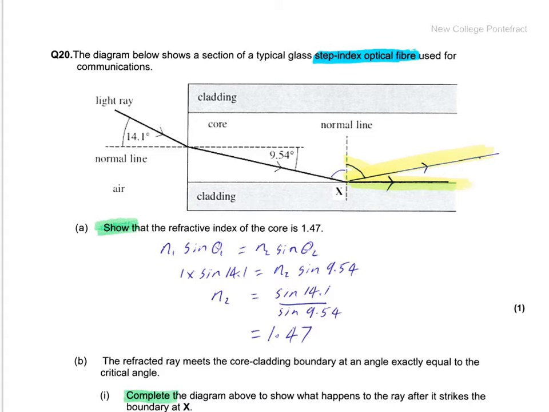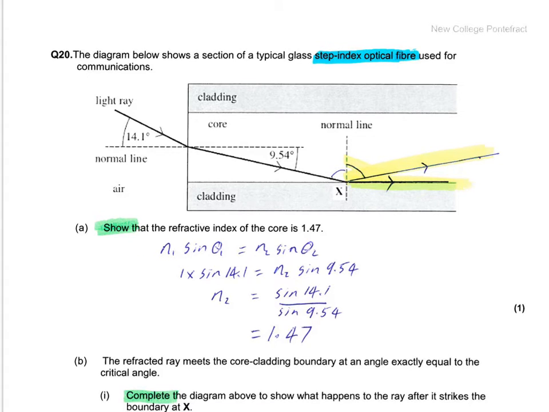We've got a light ray coming in at 14.1 degrees. It carries on in the core at 9.54 degrees and it reaches this point X, the normal. The rest of the stuff I've added on answering the question. First question, show the refractive index of the core is 1.47. It's a show question, start from the beginning.